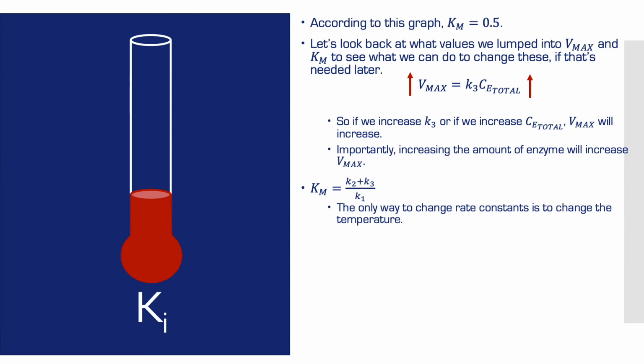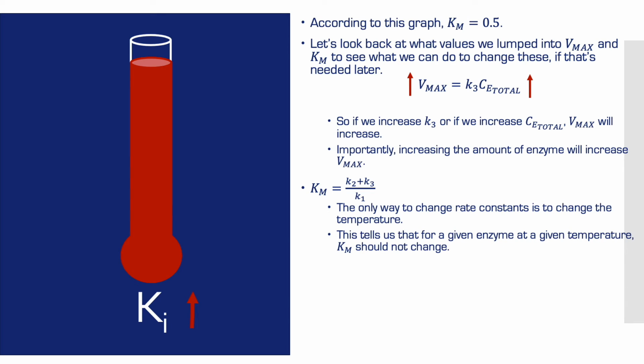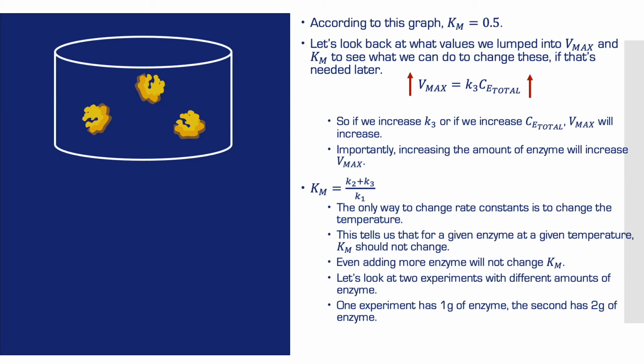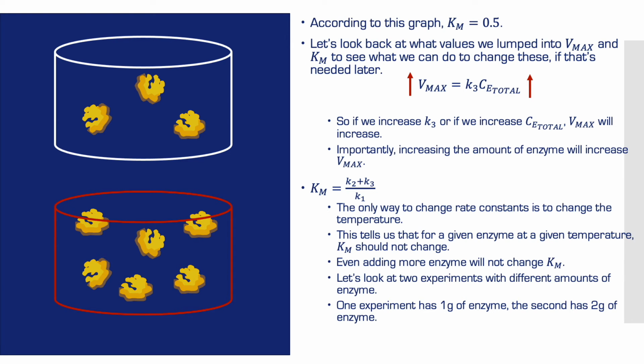The only way to change rate constants is to change the temperature. This tells us that for a given enzyme at a given temperature, Km should not change. Even adding more enzyme will not change Km. Let's look at two experiments with different amounts of enzymes. One experiment has 1 gram of enzyme. The second has 2 grams of enzyme.